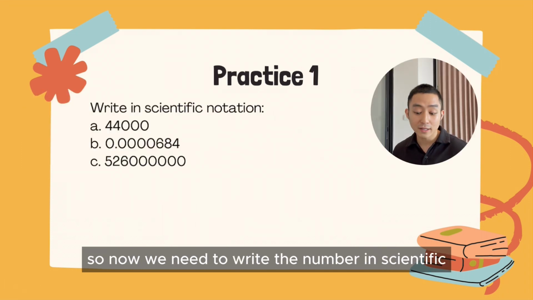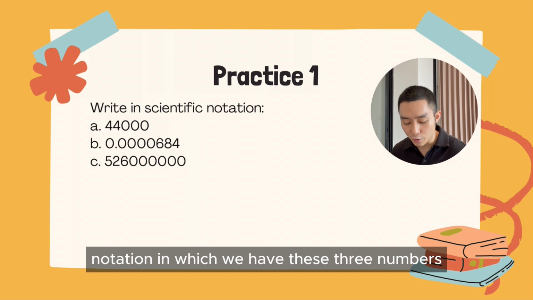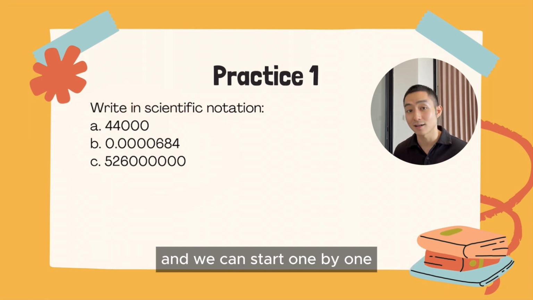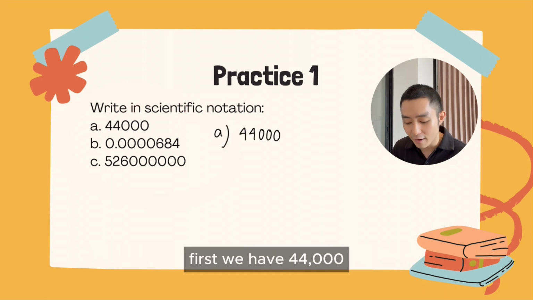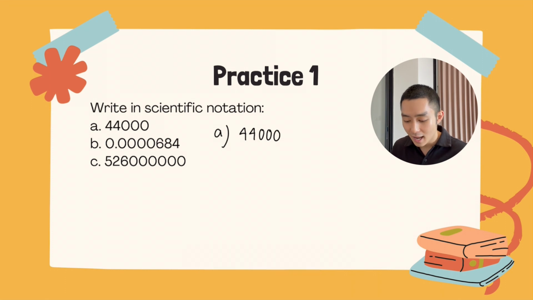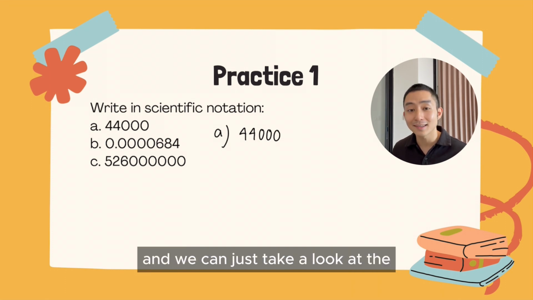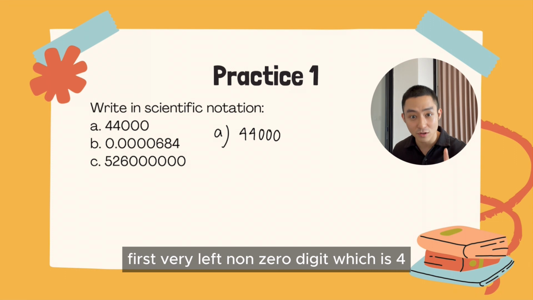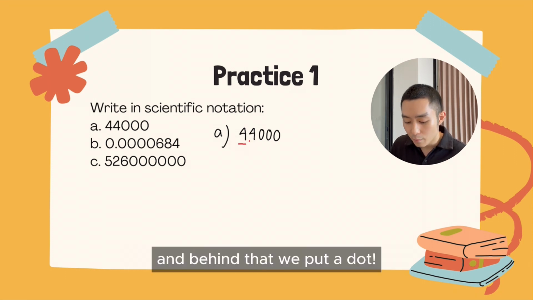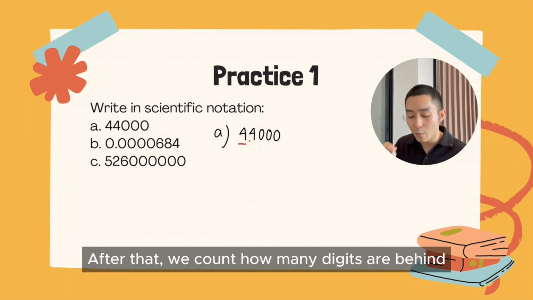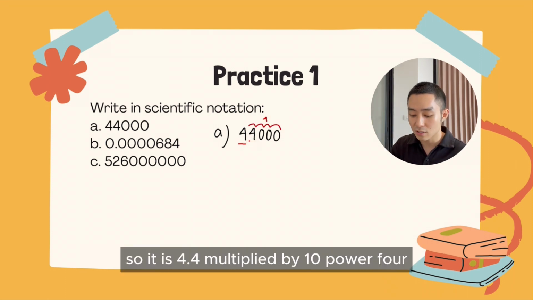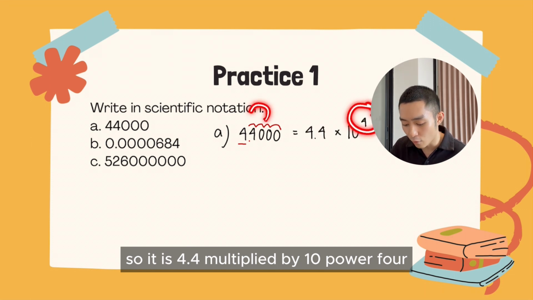Now we need to write the number in scientific notation, in which we have these 3 numbers, and we can start one by one. First, we have 44,000, and we take a look at the first, very left non-zero digit, which is 4. Behind that, we put a dot. After that, we count how many digits are behind the 4. So it is 4.4 multiplied by 10 power 4.